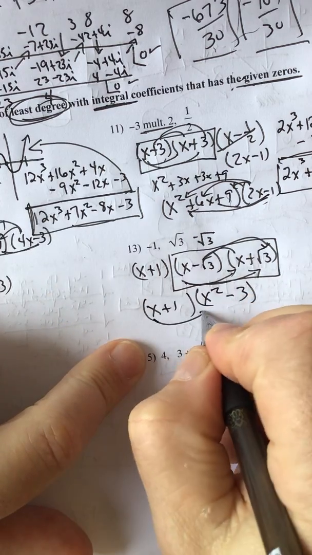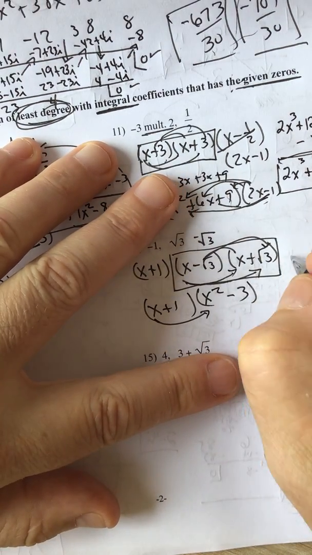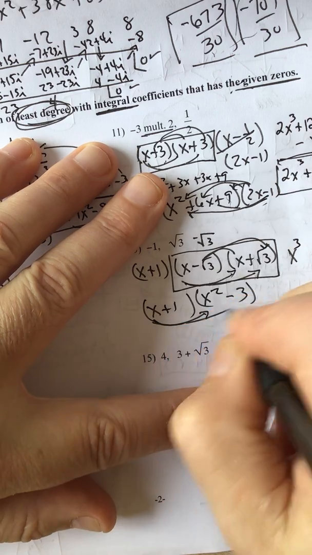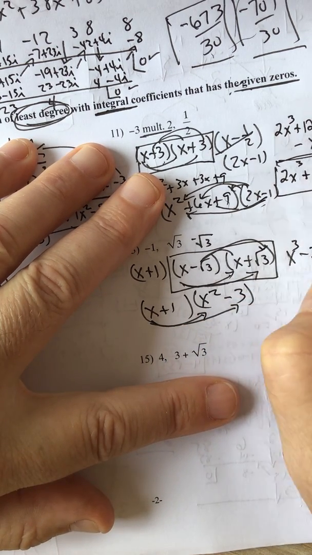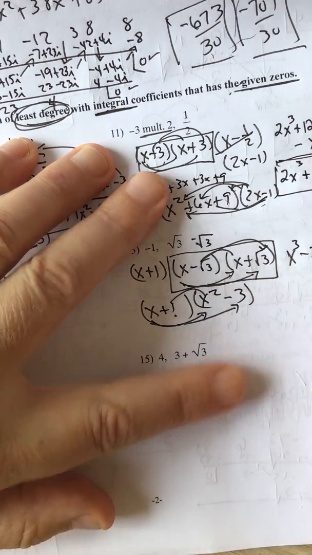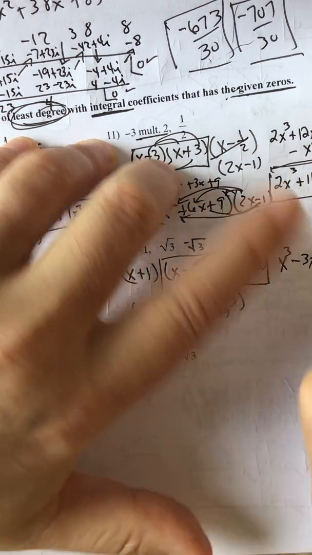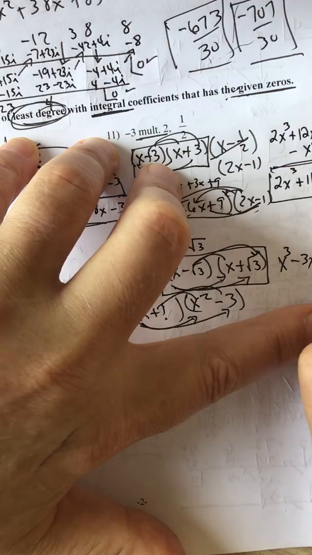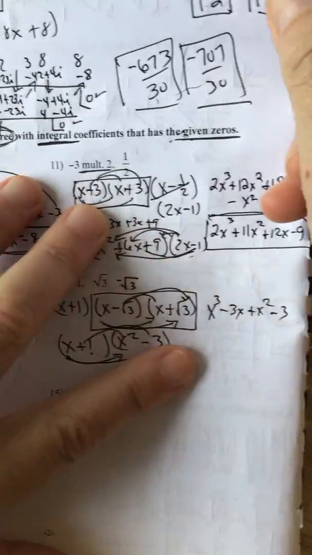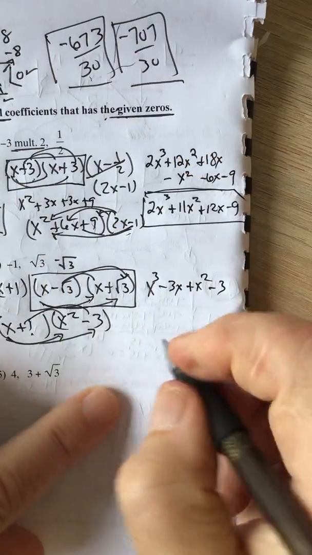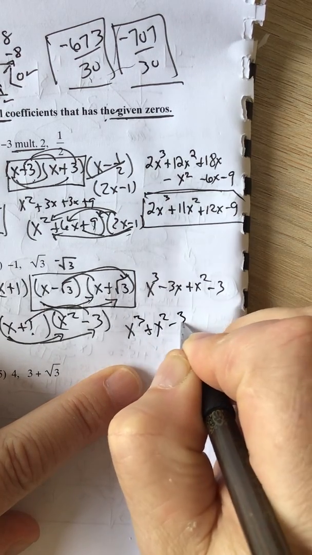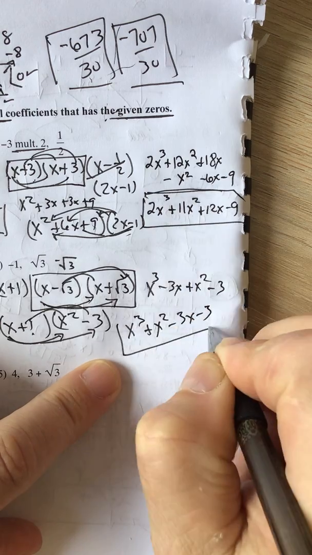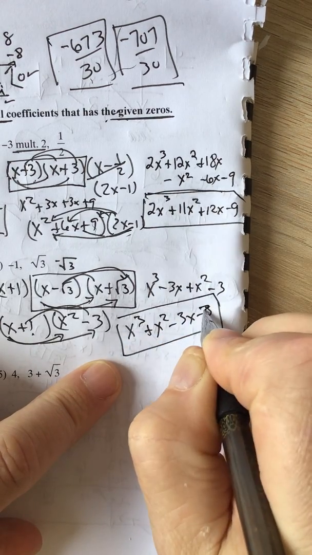And now this one. x times x squared is x to the third. There's a minus 3x. 1 times x squared is x squared. And 1 times negative 3 is negative 3. So now if I just put all that in order, we got x to the third plus x squared minus 3x minus 3. No fractions.